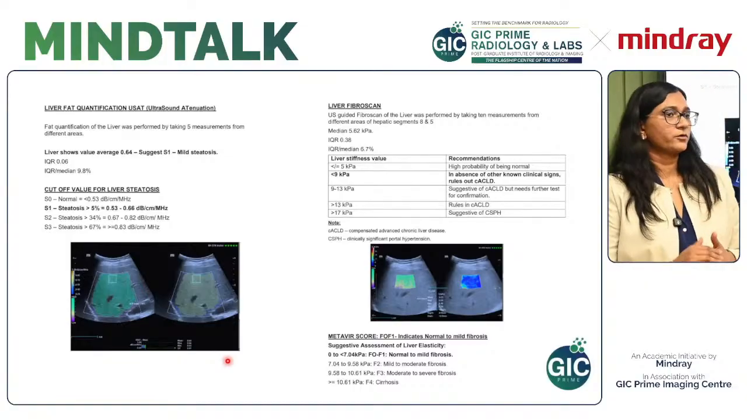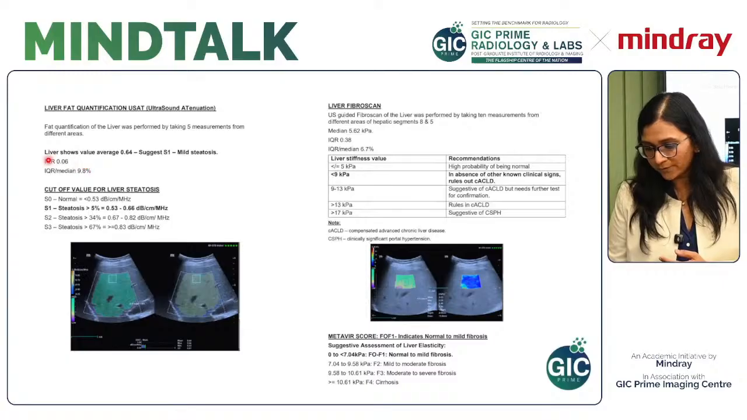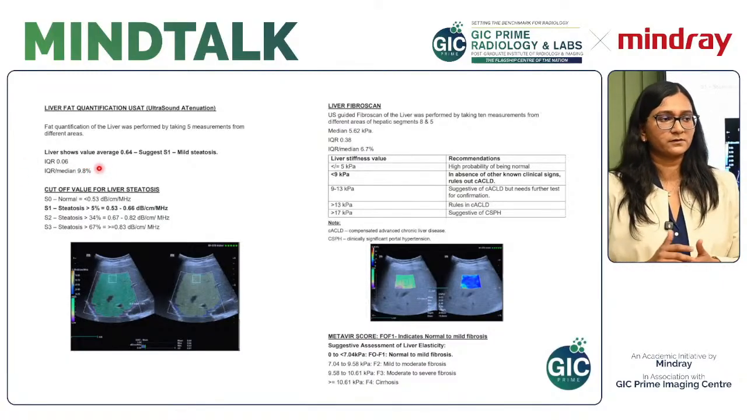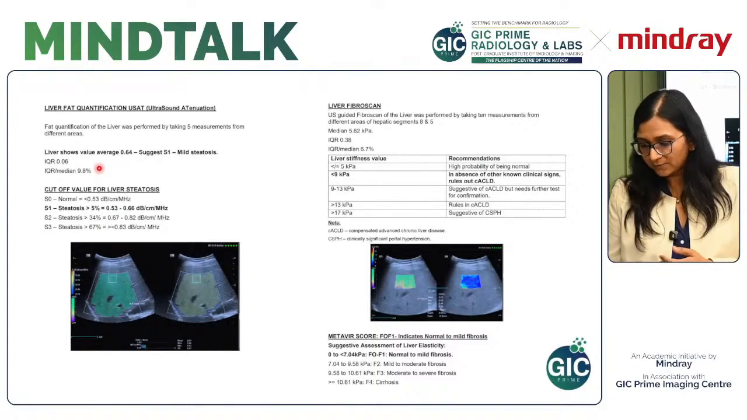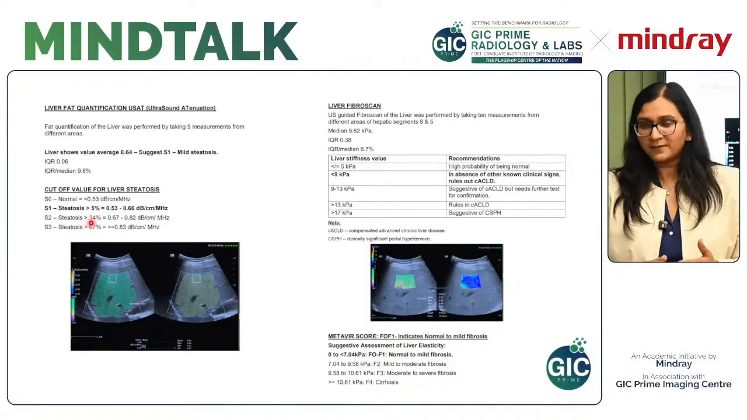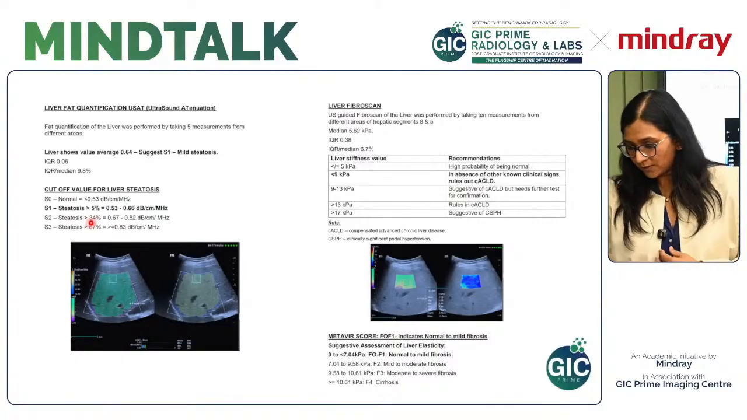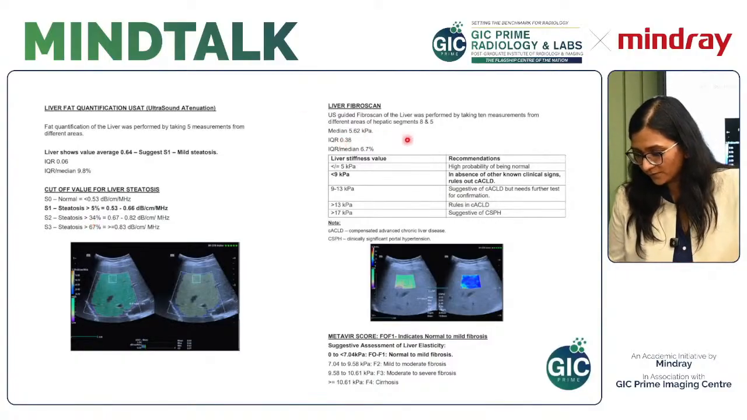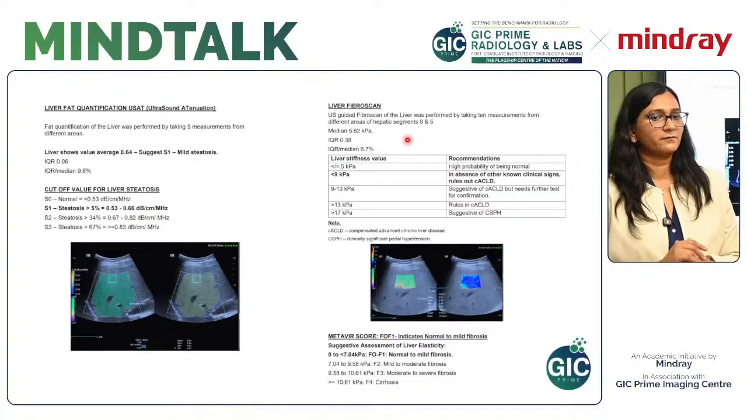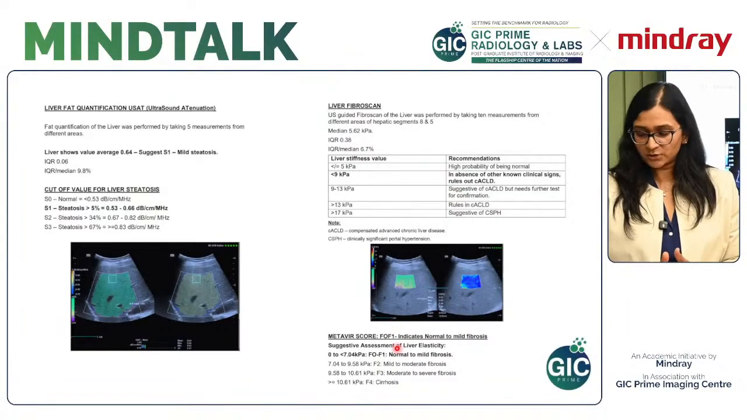Then we move forward to liver fat quantification. We have mentioned the USAT value. We have also mentioned the IQR by median ratio, which is less than 15%. So it suggests that it is highly accurate measurement. And these are the cutoff values, which is suggestive of S1, that is mild steatosis. Then we move forward to next segment, that is liver fibroscan. Here median value is 5.6 kPa, so it rules out compensated advanced chronic liver disease. We have also mentioned Metavir score, which is optional, which is suggestive of normal to mild fibrosis.